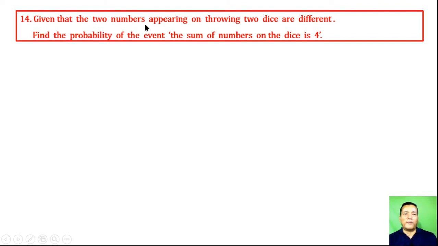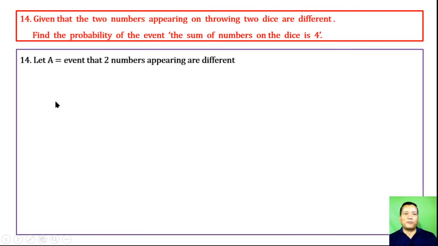Given that the two numbers appearing on drawing two dice are different, find the probability of the event: the sum of numbers on the dice is 4.